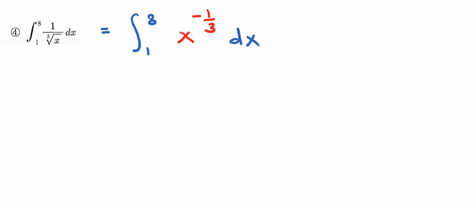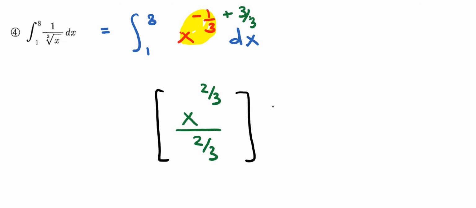All right, so whenever you have your problems written in terms of powers, the antiderivative is a lot easier to calculate. So x to the power of -1/3, I need to add 1 to that, so that's the same thing as adding 3 over 3. So this is going to be x to the power of 2/3 divided by 2/3. And this is going all the way from a lower bound of 1 to an upper bound of 8.